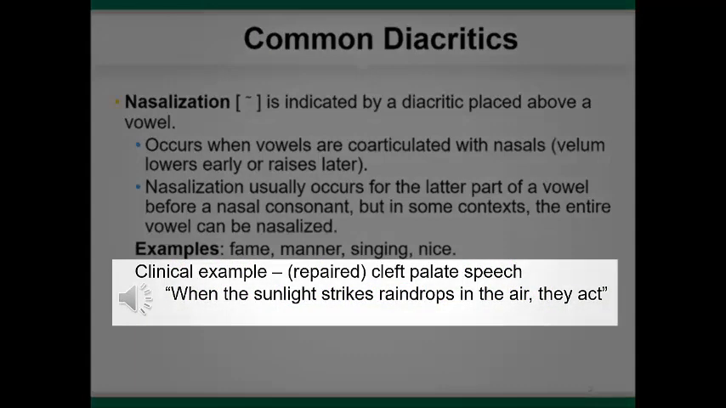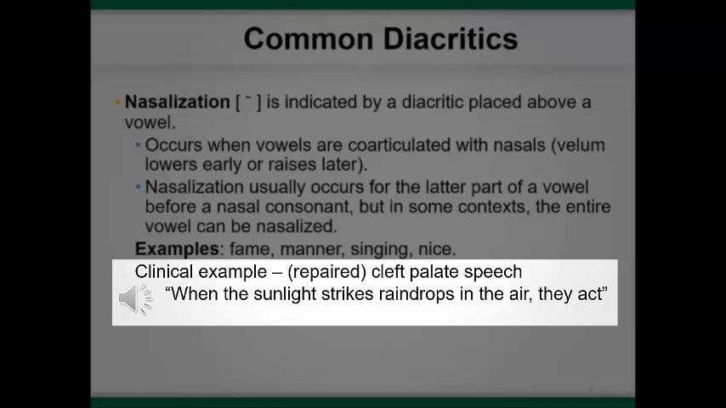Nasalization is an important feature to recognize because it is very common in some speech disorders. For example, in the speech of clients with cleft palate and possibly in the speech of people with hearing loss. Let's listen to an example of the speech of a child with a cleft palate. In this case repaired, but the child was still undergoing speech therapy.